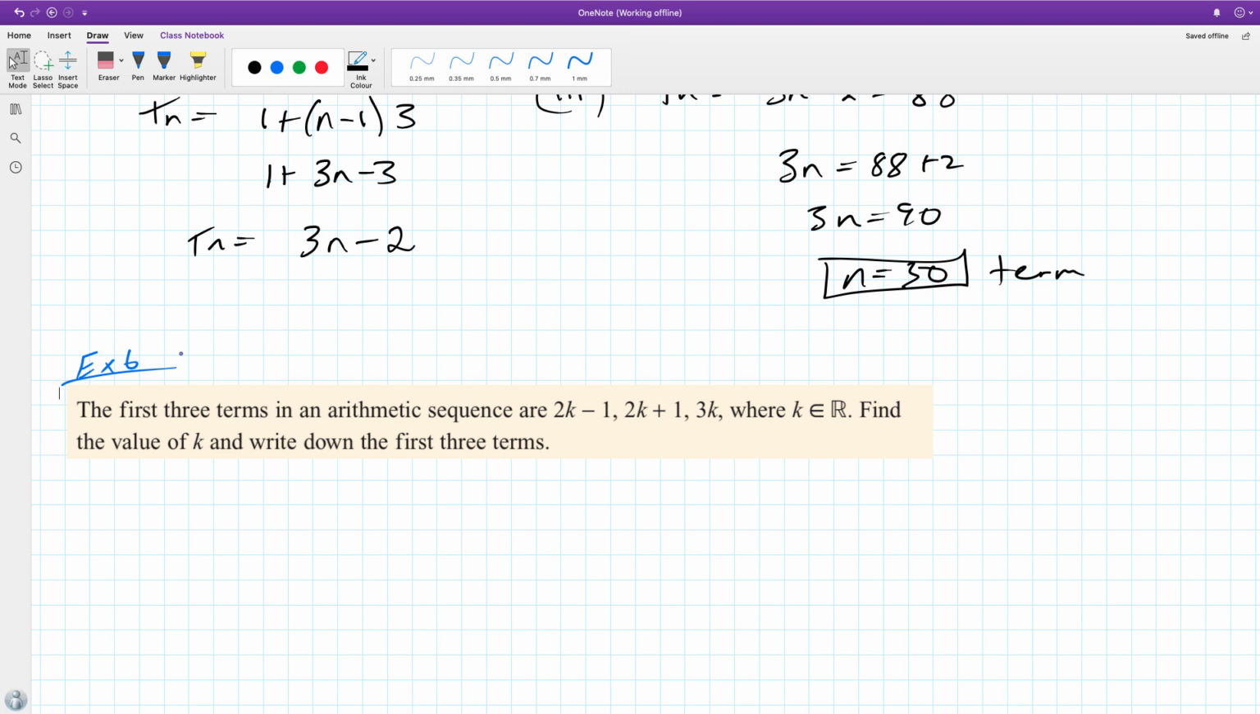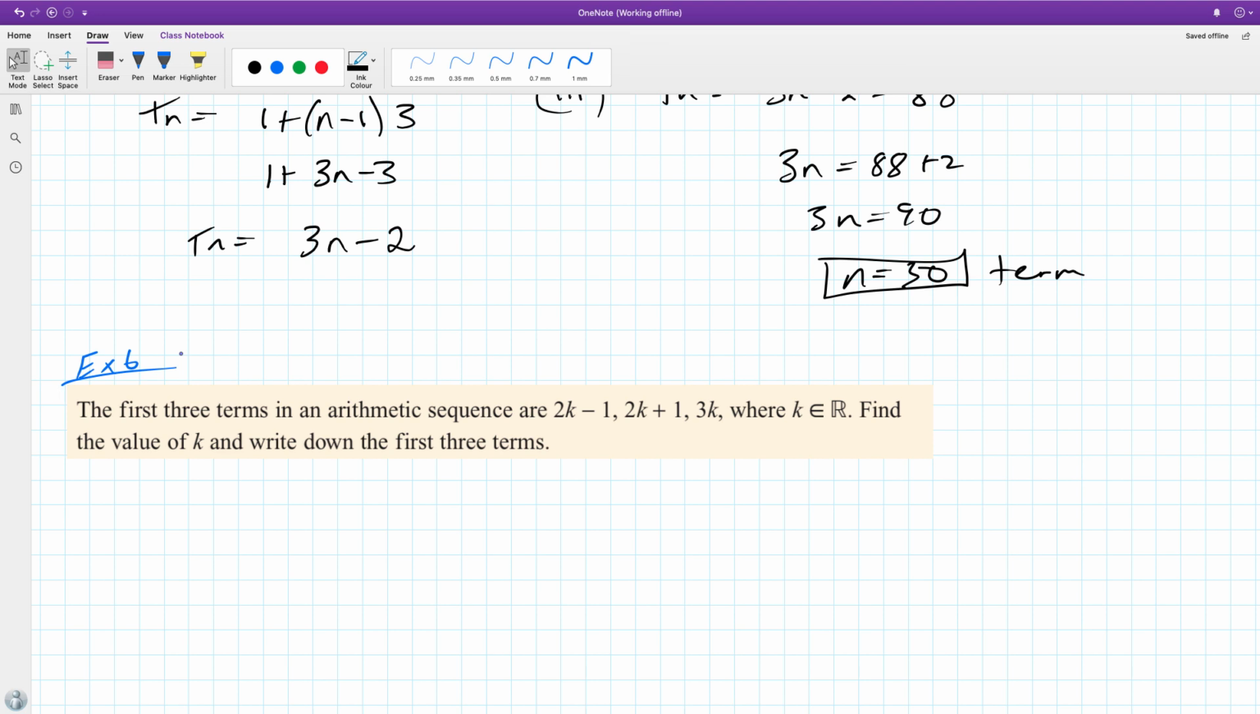We got to know that the second term minus the first is equal to the third minus the second. Alright, so something's not given to us in the log, very important. We need to know that the second term minus the first is equal to the third minus the second. Before we jump into this, anyone know why the second term minus the first is equal to the third minus the second? Common difference, exactly.